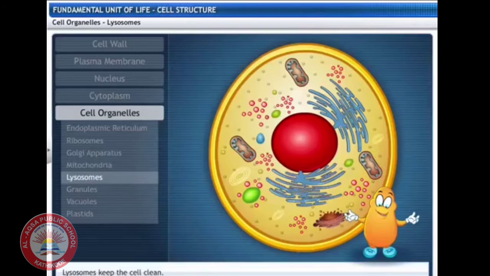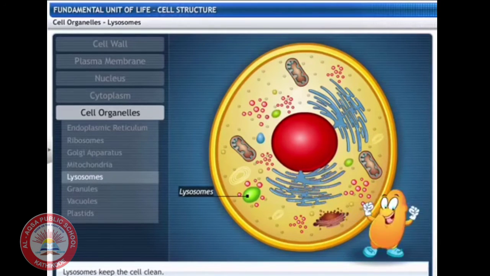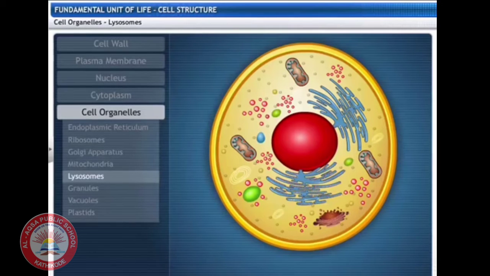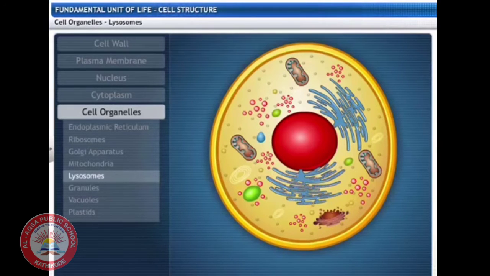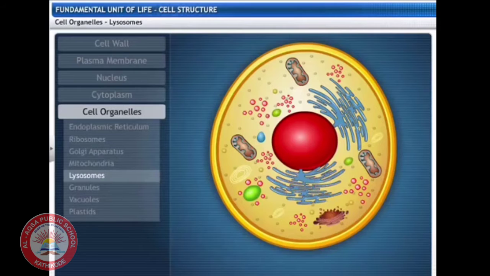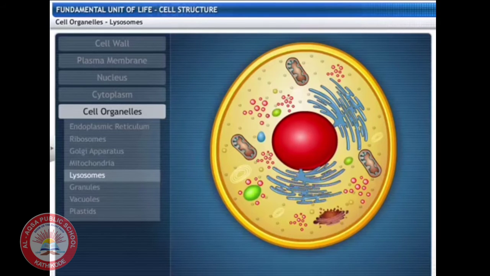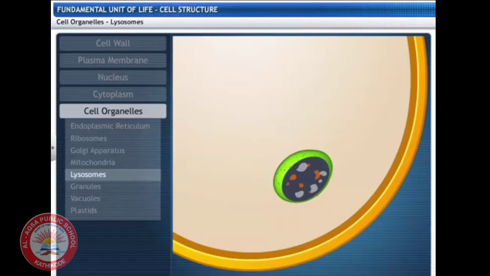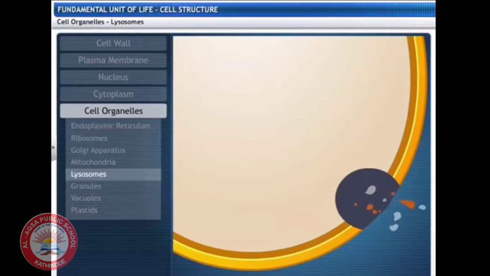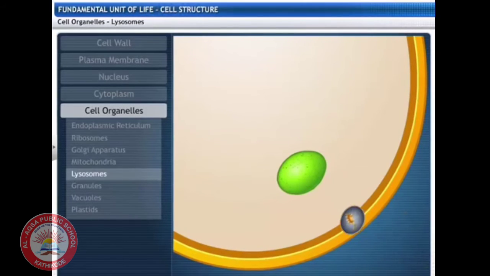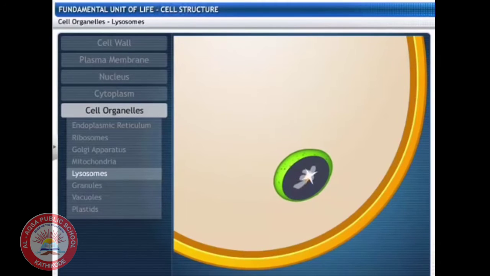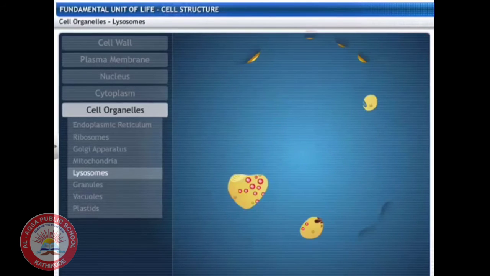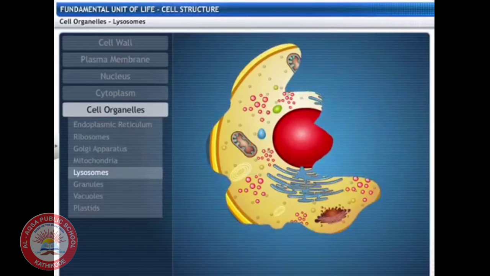The next organelle we are going to discuss is the lysosome, which is the waste disposal system of the cell. Lysosomes contain powerful digestive enzymes which are capable of breaking down all organic material. The digestive enzymes in lysosome destroy old or damaged cells and also foreign substances like bacteria. Lysosomes are also known as suicide bags because when a cell gets damaged, the lysosome may burst and the enzymes digest their own cell.